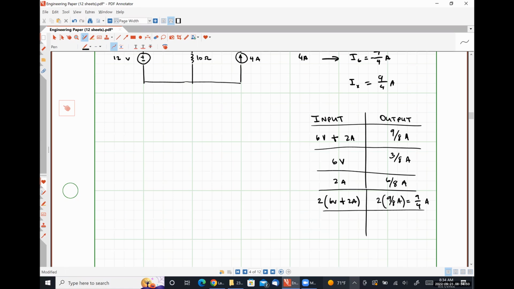Okay? So let's say that I scale my 6-volt input by a factor of -3. So my input, I'd have -3 times 6 volts. What do I predict the output will be in that case? -3 times 3/8 or -9/8. Absolutely correct.